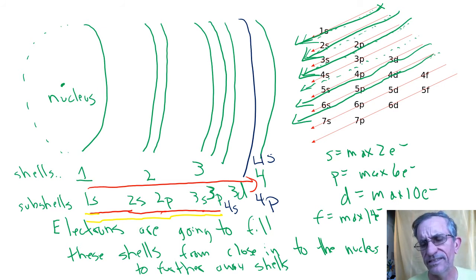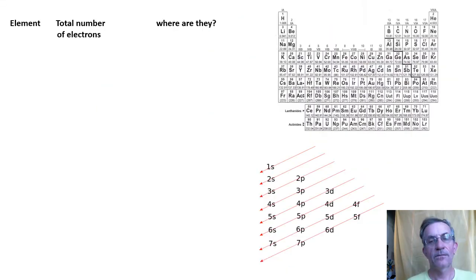Maybe it'll make a little more sense if we do some examples. So let's flip over and we'll do some examples. Okay, let's do a few examples. Tell me where the electrons are in an atom. Where are they located? What shells are they in?